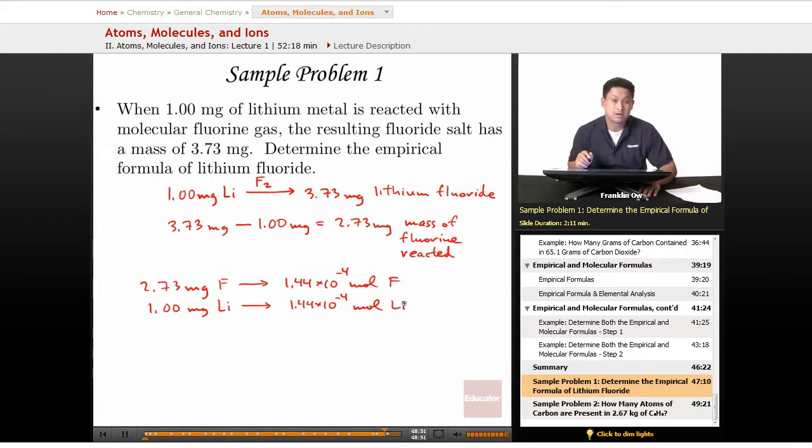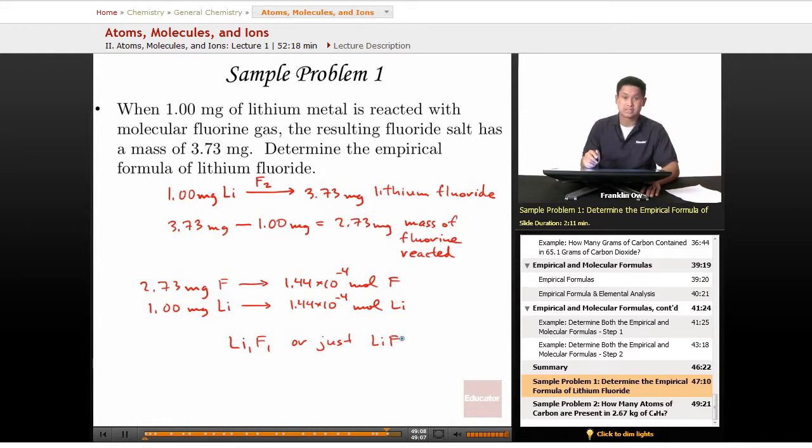Now that we have all of our moles, we can divide by the smallest number present, and for this problem they are identical. And so when we divide everything, we're going to get Li1 and F1 for our empirical formula, or just LiF. And this answer actually makes sense because we know that lithium is a 1 plus charge and that fluorine is a 1 minus charge. And so indeed, the charges do balance each other out.